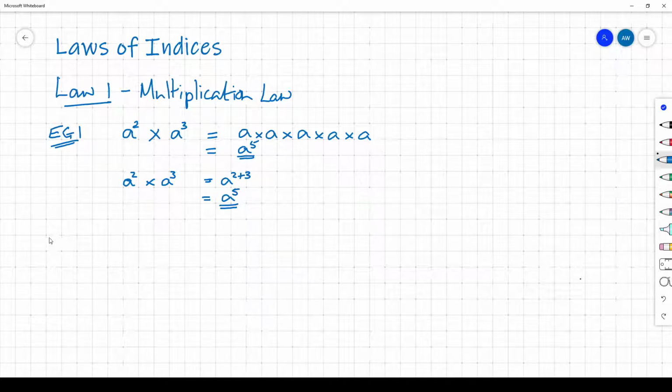Let's look at one more example. So this video will have two examples for you. Let's try another one. Let's try x to the 7. We're going to multiply this by x to the minus 2. Now if we're going to use our law, which is adding the powers, then we've got x to the power 7 plus the other power, which is minus 2.